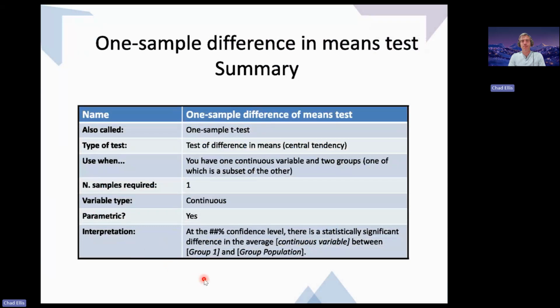Here is a summary of what the test consists of. With the one sample test, we're trying to see if the sample belongs to a larger population or not. We're testing the difference between the sample and the overall population. It's continuous data, we only have one sample, and we're just seeing if that sample belongs to the larger population. It's a parametric test.